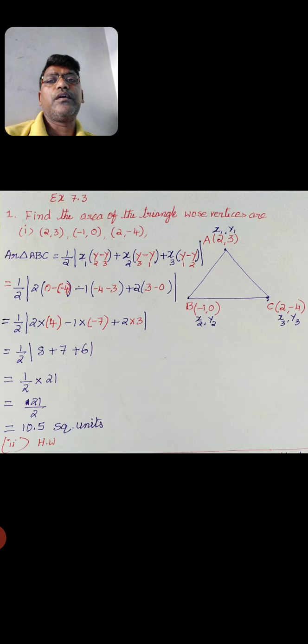in bracket y1 minus y2, that is 3 minus 0. By simplification we get mod 1 by 2 into 2 into minus plus 4, that becomes 2 into 4, minus 1 into minus 7 (minus 3 minus 4, both are adding, so minus 7), plus 2 into 3. So 2 fours are 8, plus 7, plus 6. So we are getting 1 by 2 into 21. Already we got all positive, so we can remove the mod. 1 upon 2 into 21, so 21 upon 2 is 10.5. Again I am writing here square units, because this is related to the graph sum, but we are not working on the graph, but units will be square units only.